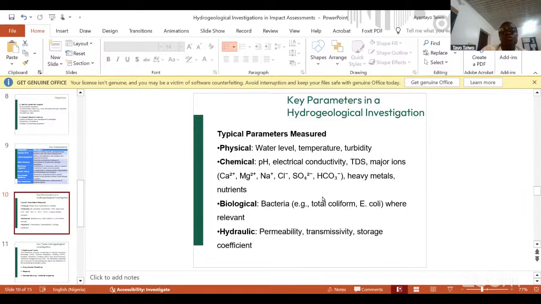nutrients also. Then biological. In a lot of instances, you think water is just clean and you do not test it. You want to know the total coliform, the E. coli, where relevant, so that you don't begin to drink contaminated water. And if it's contaminated already when you have taken it, then you have to treat it, basically. So those are the parameters we normally want to look out for.